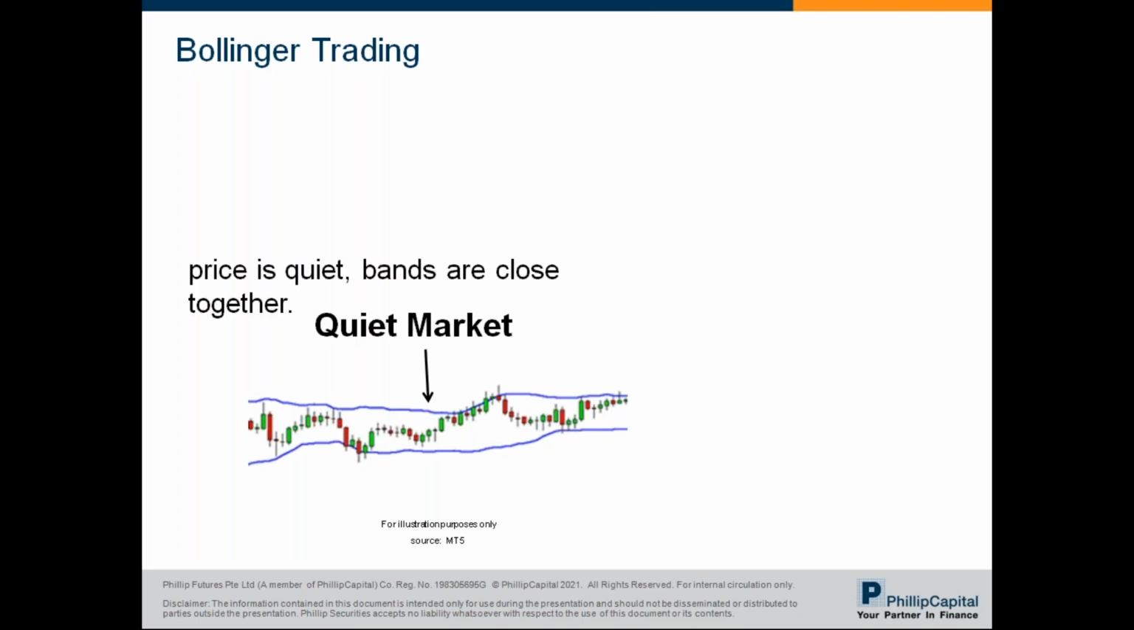You can see that when the price is quiet, the bands are close together, and the price action is confined within the upper and lower Bollinger Band. Likewise, when the market gets volatile and the buyers come in, volume picks up, the Bollinger Band will expand, and the price action will rise.